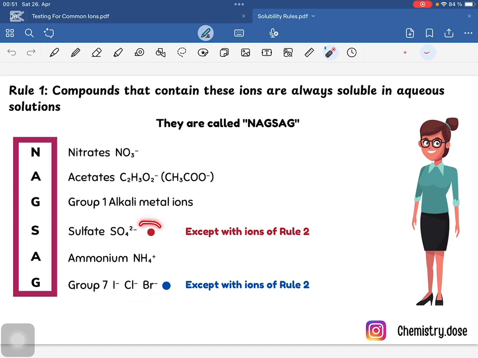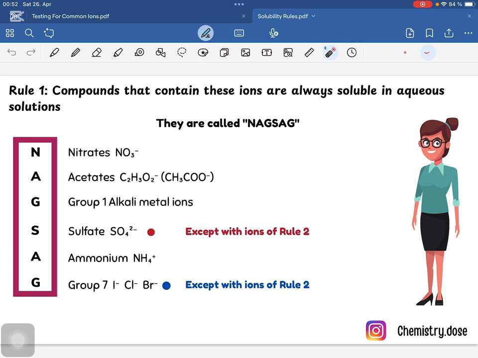Now, as you can see, I placed a circle over here because sulfate can be insoluble with ions of rule 2 that we are going to cover now. And these ions are also going to be insoluble with the ions of rule 2. But before we go there, I want to give certain examples.